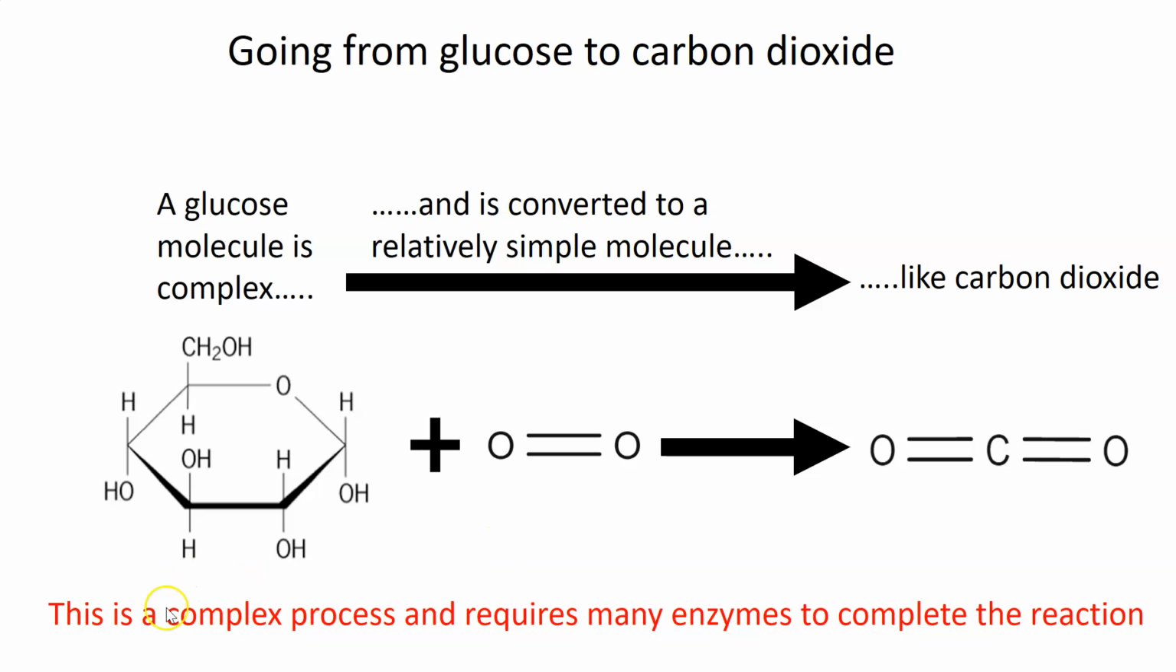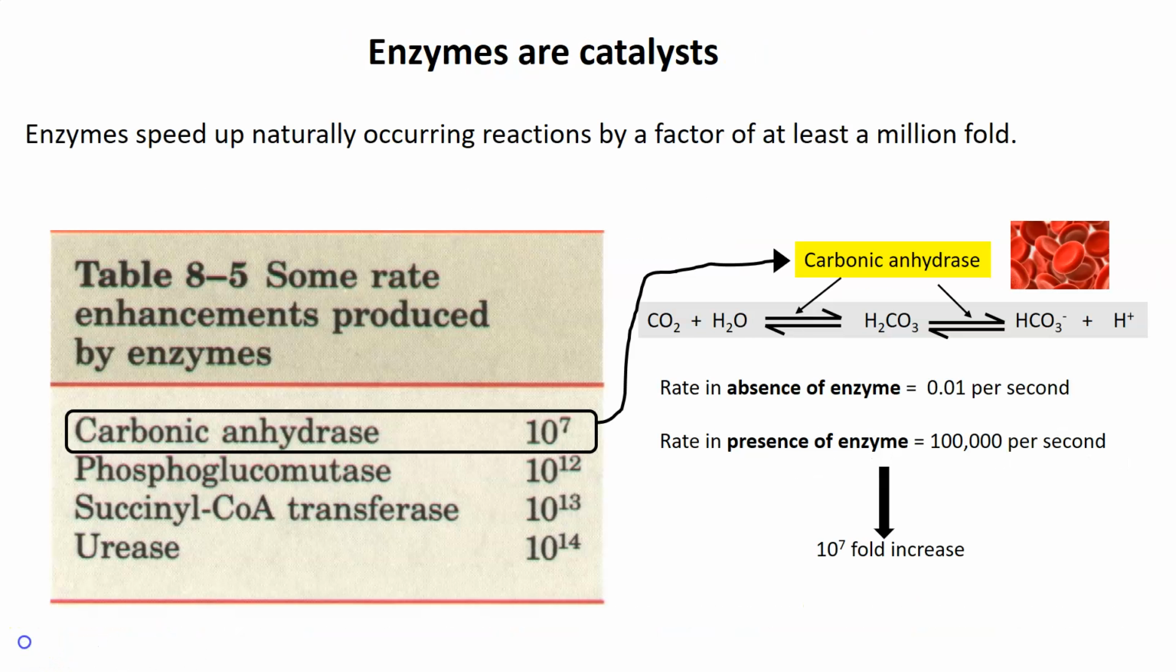So like it says over here, this is a very complex process. We write this reaction, but it's mediated by many different enzymes. So it's a complex process that requires many enzymes for this reaction to be completed. Now that we know that enzymes speed up reactions, how fast are these reactions actually? You can see from these numbers here that they are extremely fast.